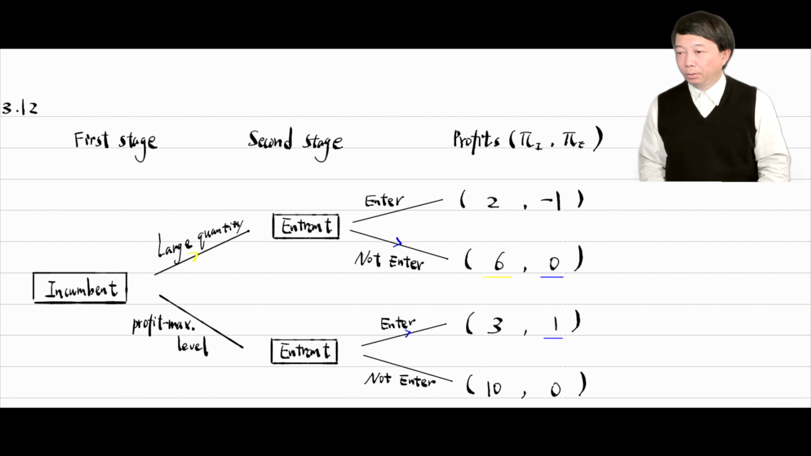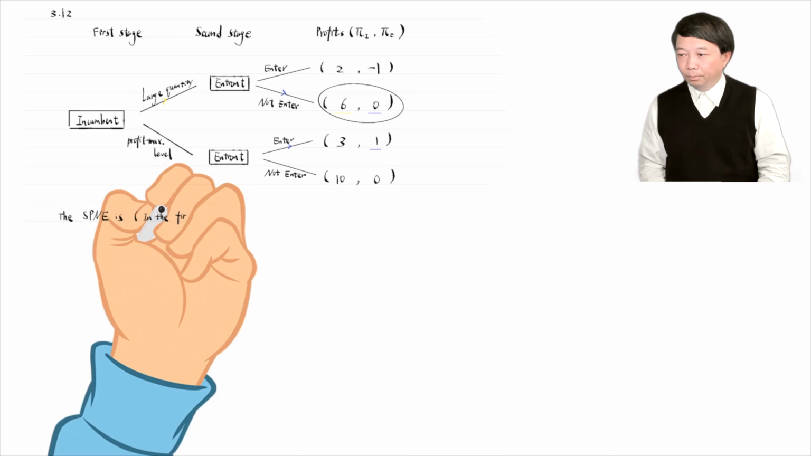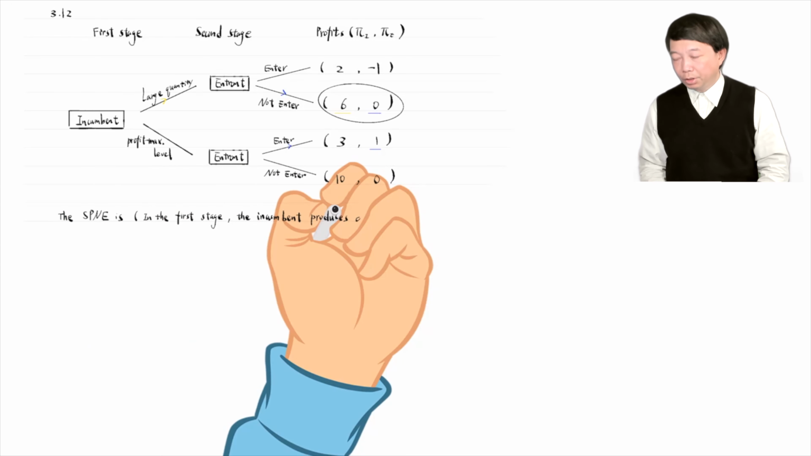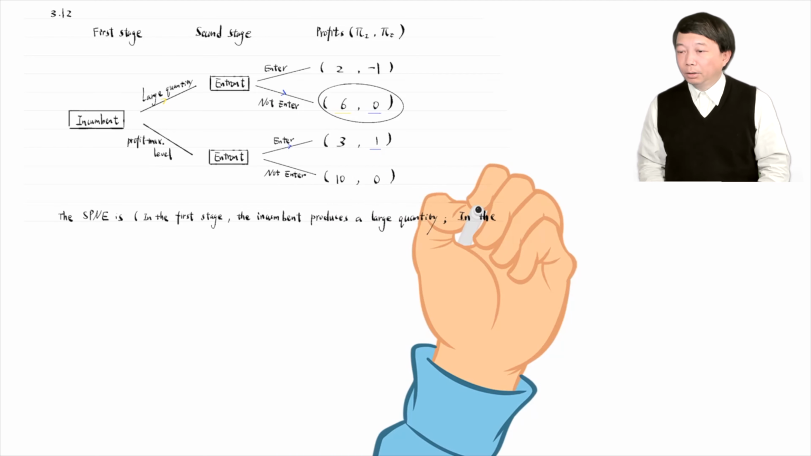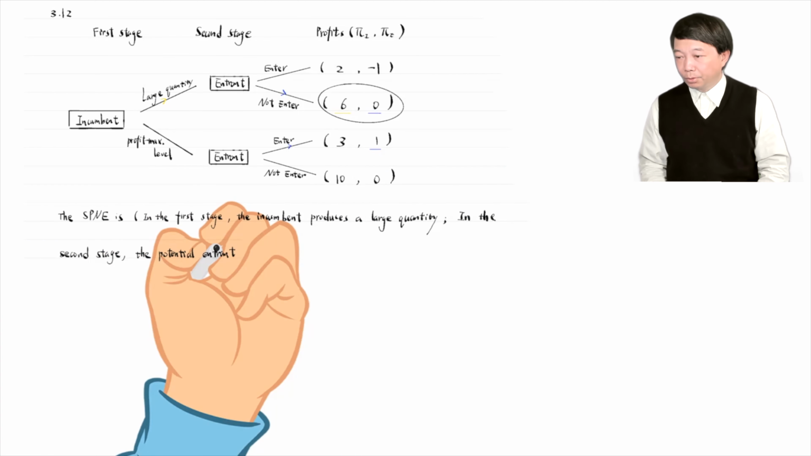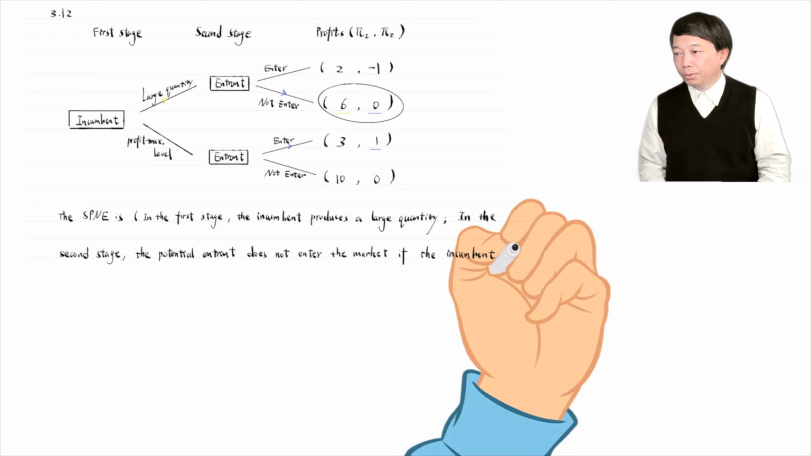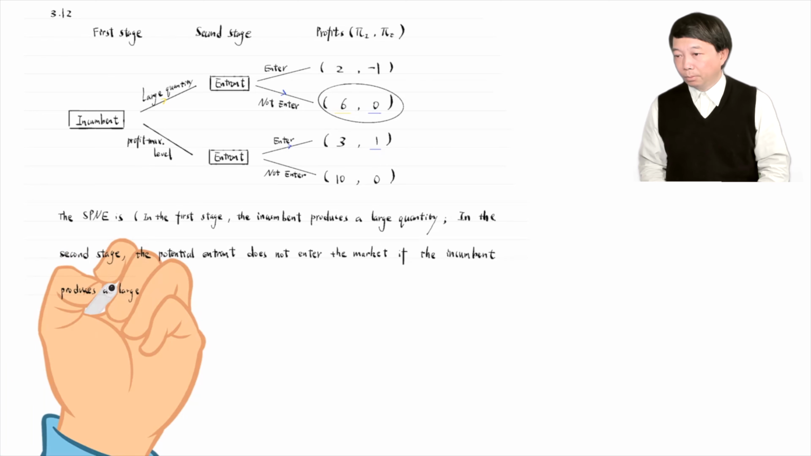We can circle the outcome with 2 profits underlined. It is the outcome of the dynamic game. The subgame perfect Nash equilibrium is that in the first stage, the incumbent produces a large quantity. In the second stage, the potential entrant does not enter the market if the incumbent produces a large quantity, but enters the market if the incumbent produces the profit maximizing level.